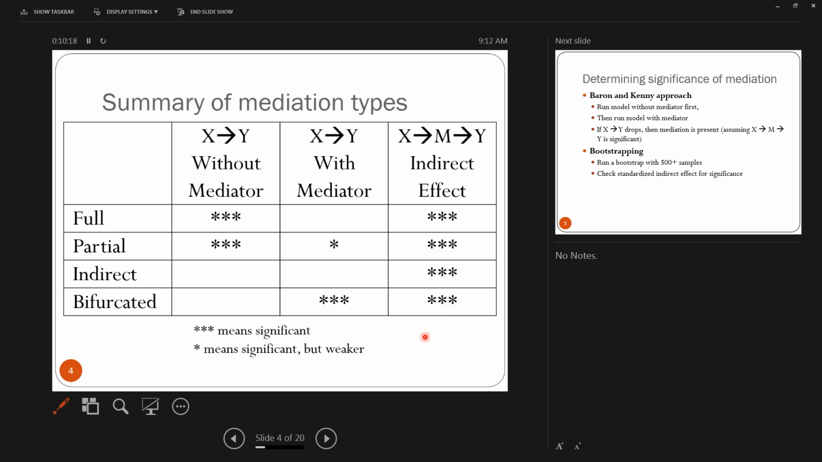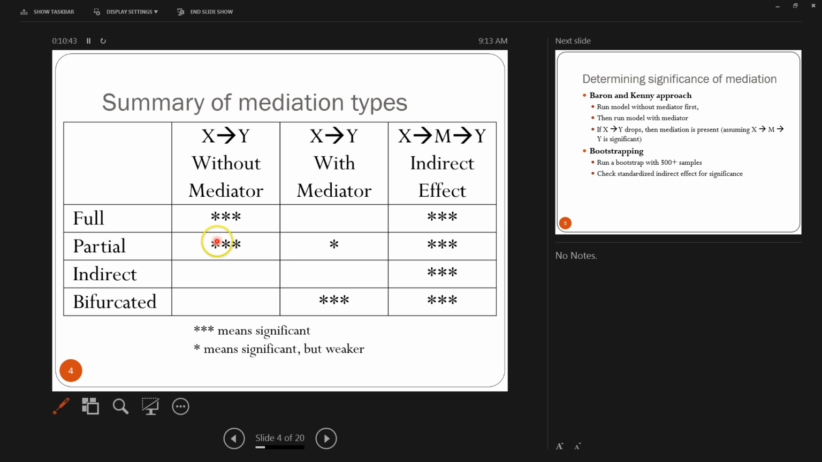Yes? So that would be the effect, in terms of your actual path. That would be from the X to the M, which needs to be significant, and the M to the Y, which needs to be significant. And if you were to do a bootstrap analysis and actually detect the indirect effect directly, that needs to be significant. Okay. Yeah, which we'll do.